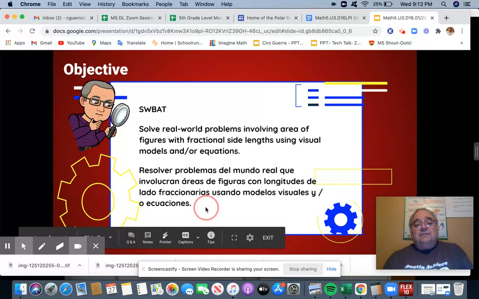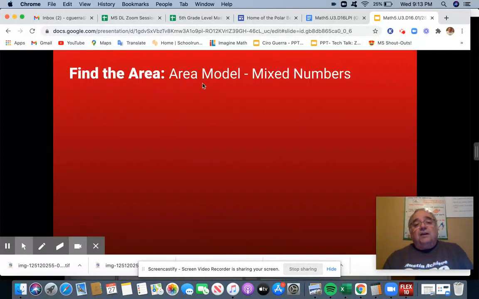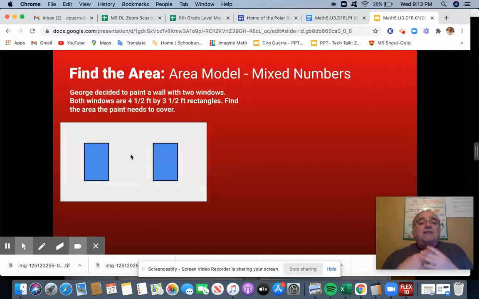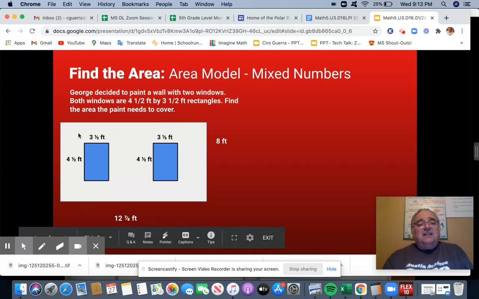Let's get going. We're going to find the area model, and I'm going to need your help. I'm going to be modeling it, but there's going to be some questions I'm going to be asking you. So we have George. George decided to paint a wall with 2 windows on it. Both windows are 4.5 feet by 3.5 feet rectangles. Find the area the paint needs to cover. So we need to find the area of the white wall. We're going to paint everything around the windows.